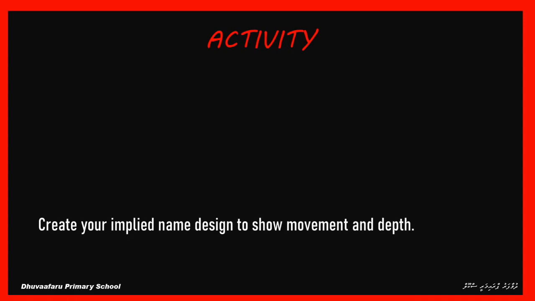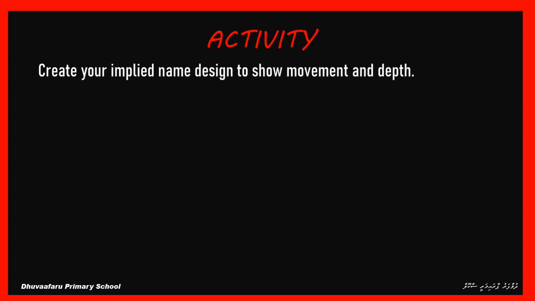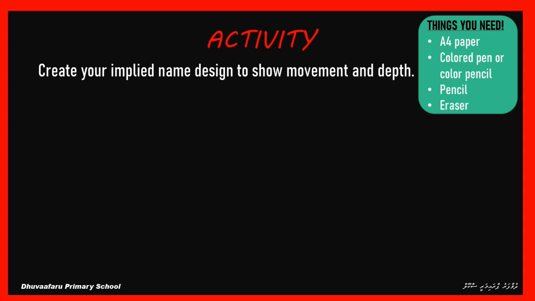Student, let me explain the task once again. Your task is to create an implied name design to show movement and depth. And the things you need are an A4 paper, colored pen, or you can use color pencil, and an eraser. These are the things that you will need for this activity, and you have to follow 4 steps to complete this activity.